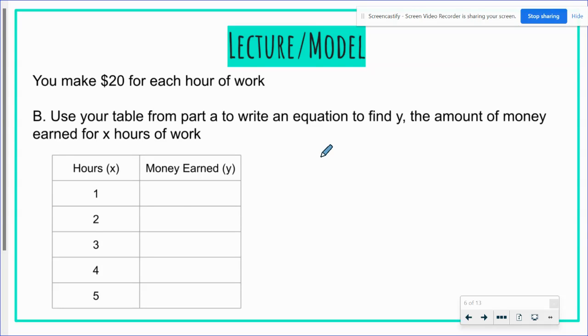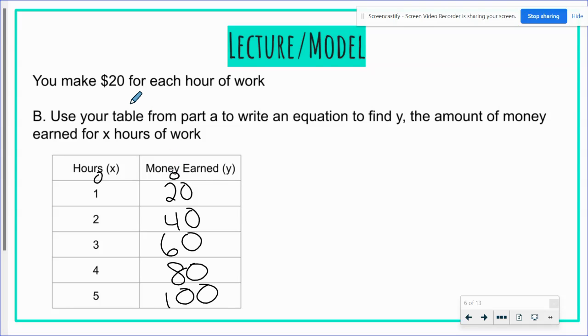So let's use that table. So I'm just going to fill it in again quickly. It was 20, 40, 60, 80, 100. I should have put 0 in here, but obviously for 0 hours, we would make 0 money because we hadn't worked yet. Now we are going to use that table to write an equation to find y.